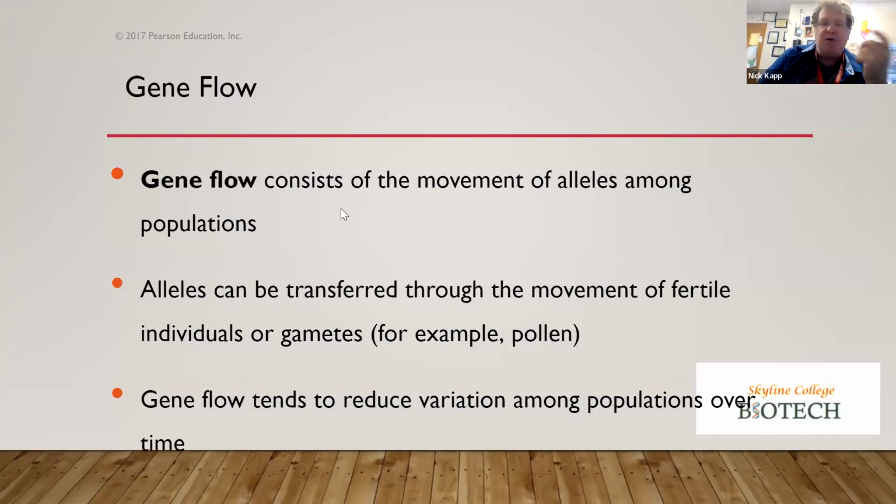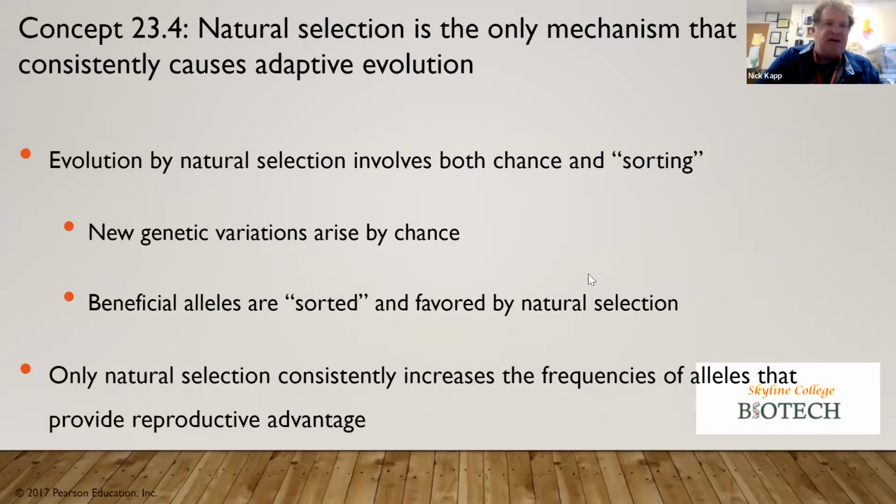Gene flow consists of the movement of alleles among populations. Alleles can be transferred through the movement of fertile individuals or gametes. Birds tend to do this really easily because they fly about, and it's a little bit harder for other organisms. Basically you have to have movement of individuals.